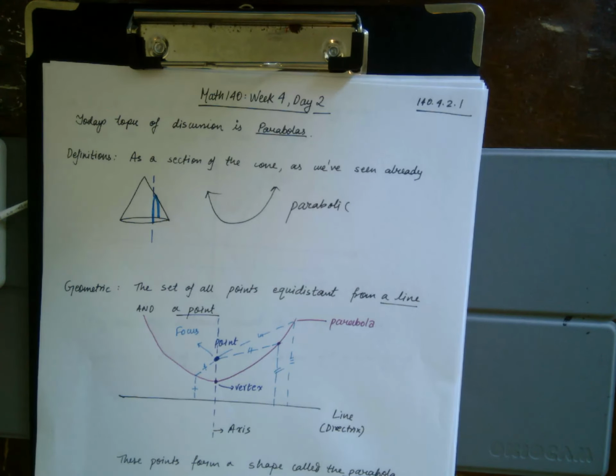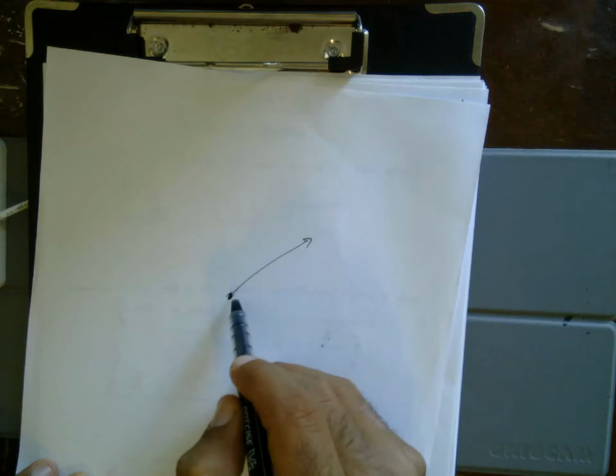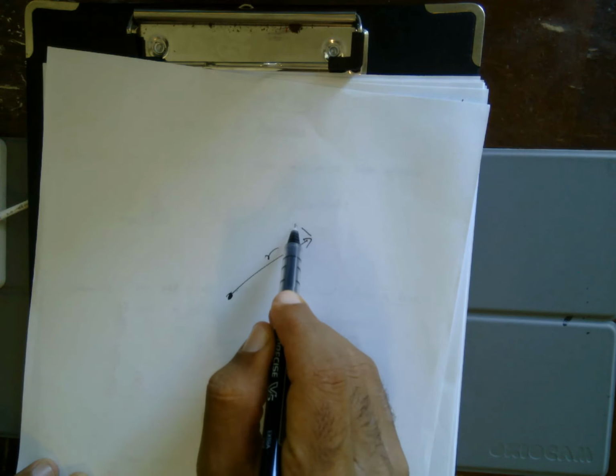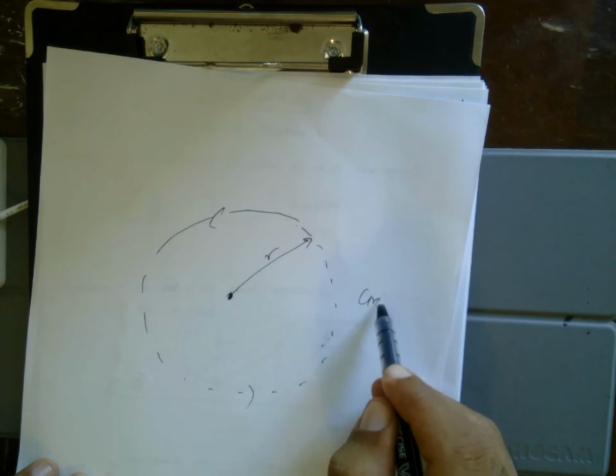Now that's good and all for understanding where parabolas arise from in a cone, but to find an equation, we need a geometric definition. Now remember, the definition of a circle was: given one point and given a distance, the set of all points which are an equal distance from there. That's how we ended up with a circle. If I give you this point and this distance and ask for all the points which have this distance r from it, you mark out all of these points, connect them, and you get a circle.